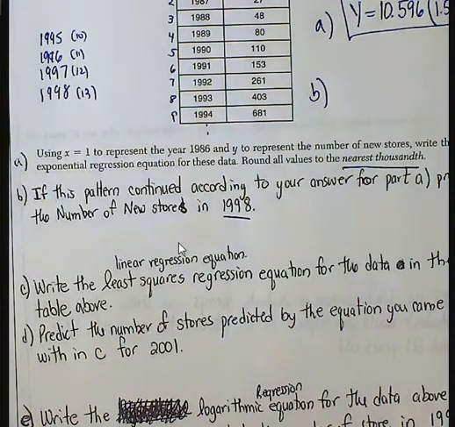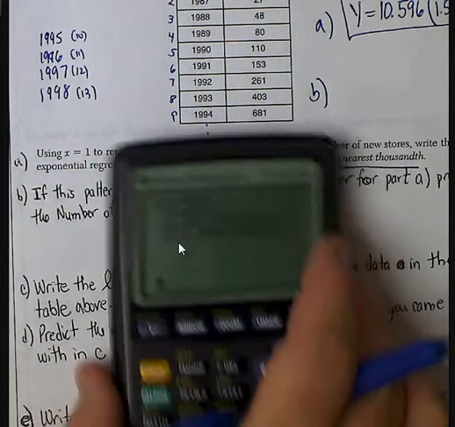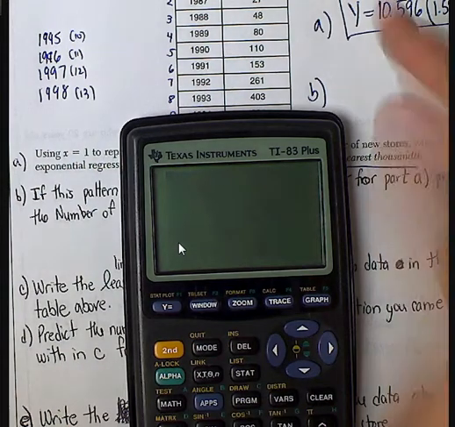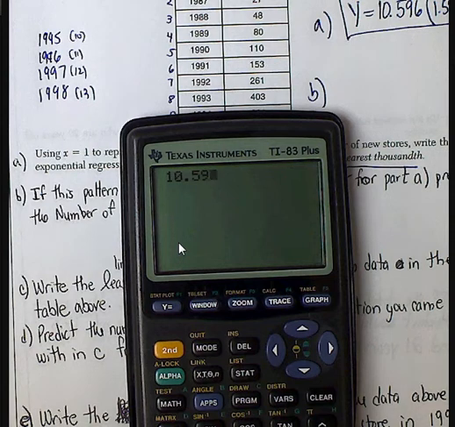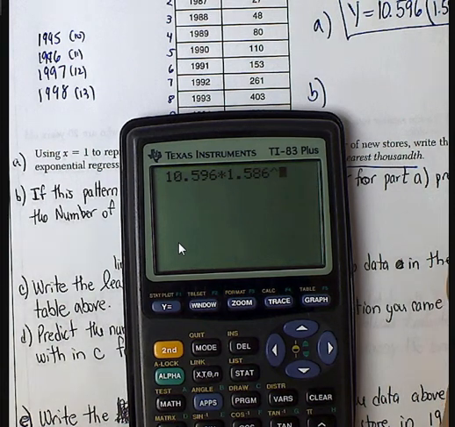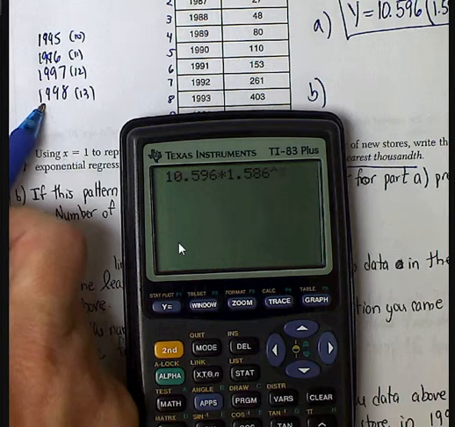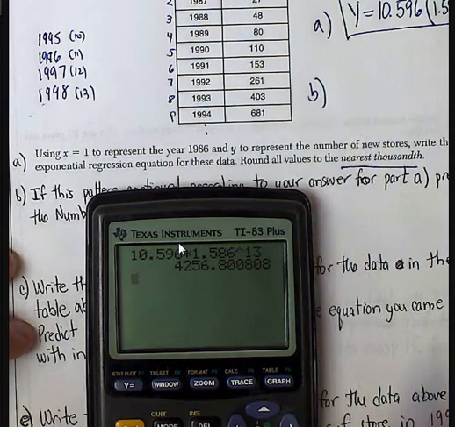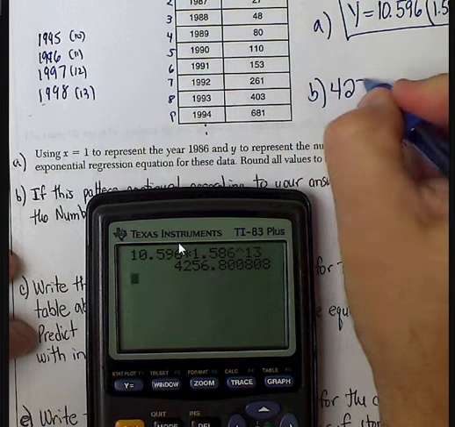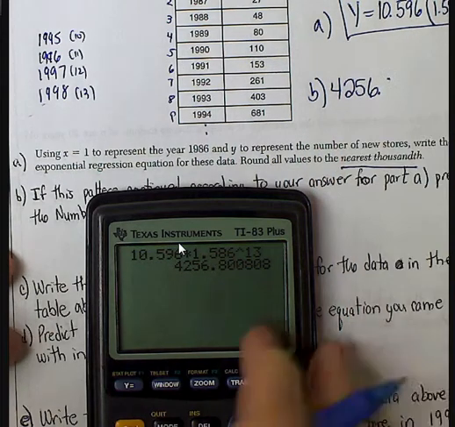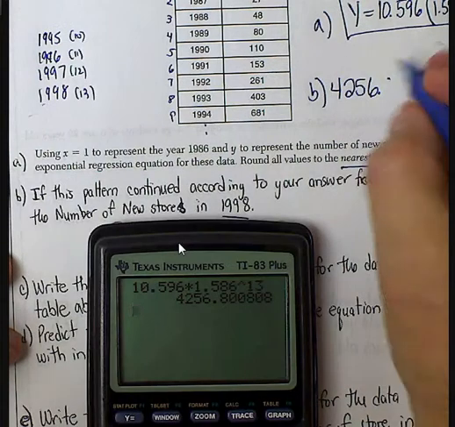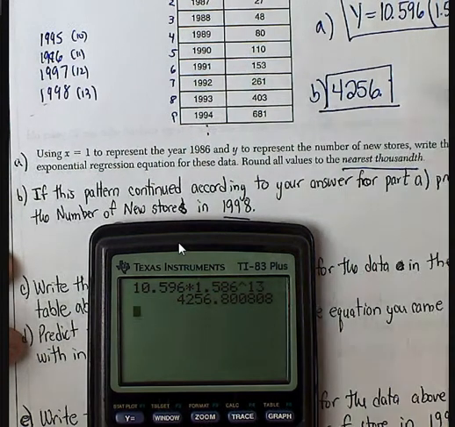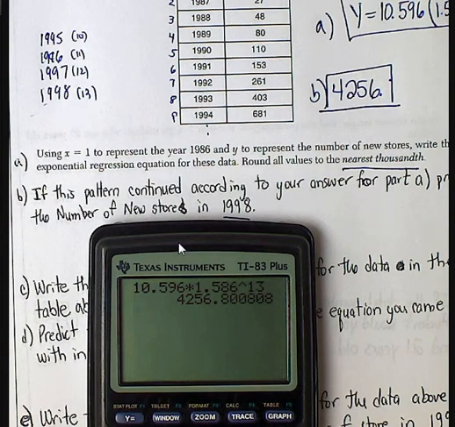So if they're going to want you to predict using your equation, the way you do that is just in your calculator, type in your equation, 10.596 times 1.586 raised to the x. And the x in this case is 1998, which remember is going to be 13. Alright, hit enter, and you get 4,256 point, again, if you want whole stores, there it is. Doesn't matter what the decimal point is, you're not going to round up. That's the number of stores you're going to have.